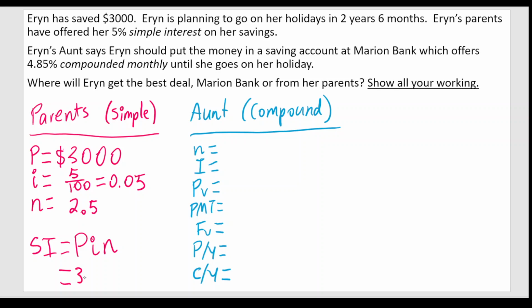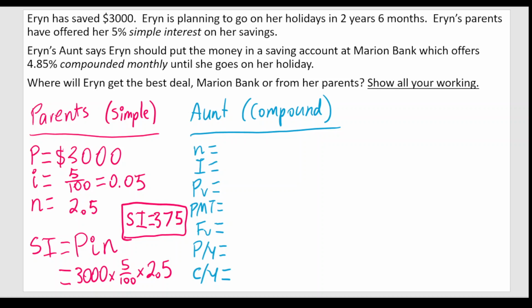So to answer this, we've got 3,000 times 5% times 2.5, and that is going to give us a total of $375. Now remember that when we're talking about simple interest, the formula is just going to give us the amount of interest. When we do compound and we use the graphics calculator package for compound interest, that's going to give us the total value of the investment at the end of the investment. So let's have a look at what we've got.